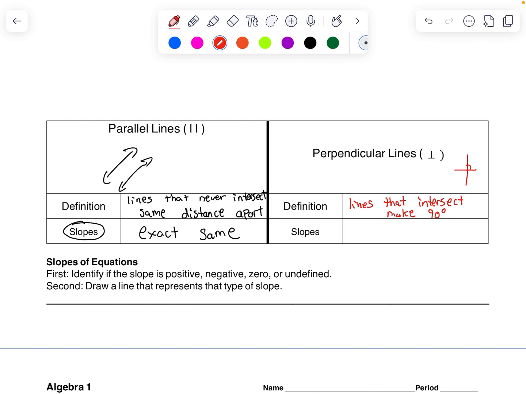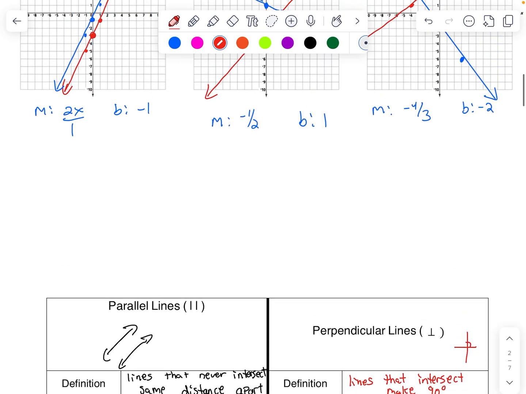Okay, now how do we know if two equations have lines that are perpendicular? It's if their slopes are opposite. So I put this underneath it, which means one has to be a positive and one has to be a negative. And not just that, they have to be reciprocals, which means fractions need to be flipped. Okay, so one of the slopes needs to be positive, one needs to be negative, and it needs to be flipped. Okay, so let's go back and look at these lines that we made.